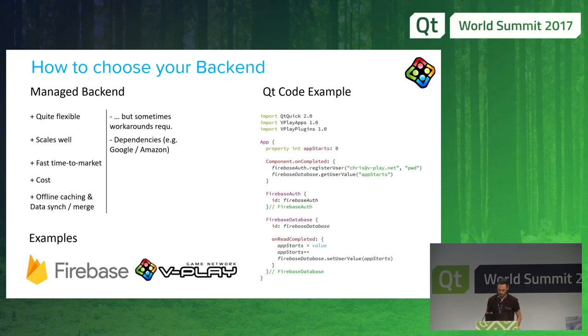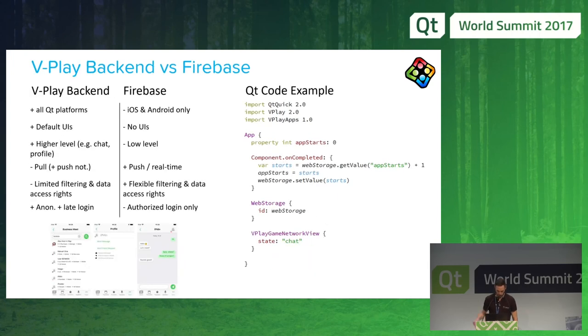A second example is how you can increase an app start counter across multiple devices. This is how it works with the Firebase plugins that we provide for QML. You call the get user value, and then you can listen to the read completed signal, where you can read the value and write it back. As an alternative to Firebase, I'd also like to show you what the WePlay backend is doing, because it has grown to a lot more than just the game network.